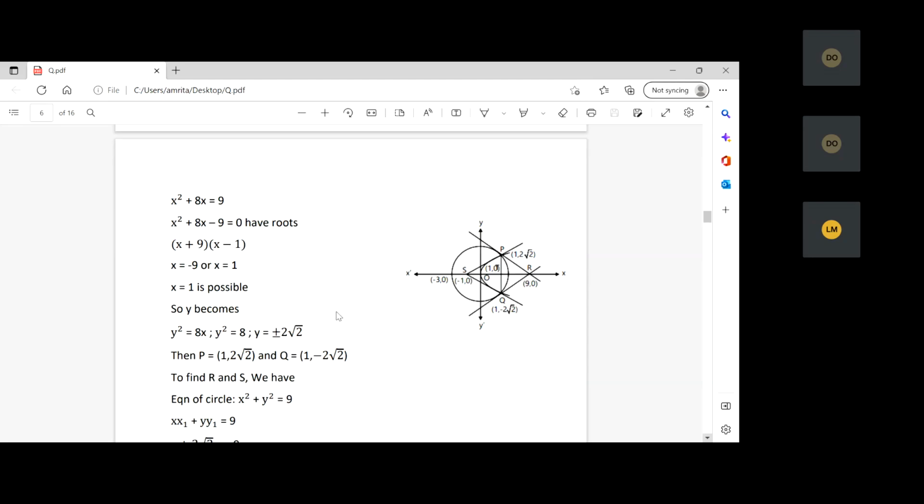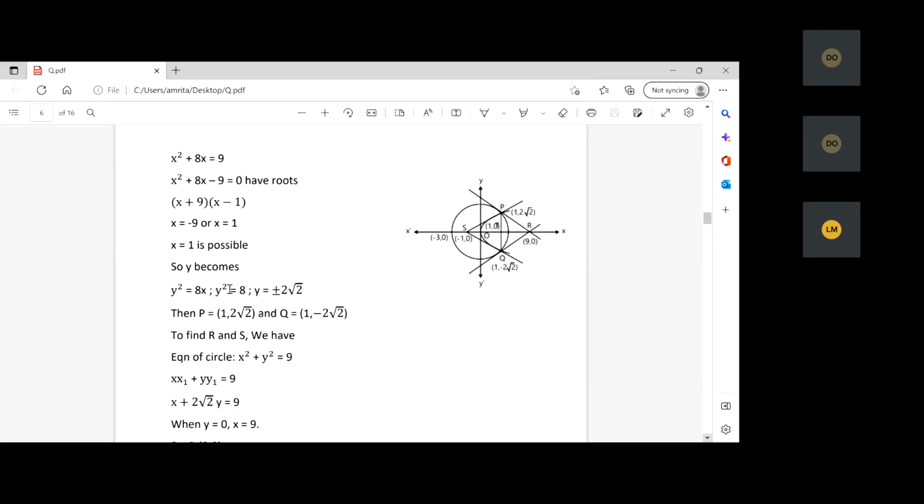So here you have the value of x, right? You have just substituted it and found the value of x. Now what do you need to find out? You need to find the value of y. So y² is equal to 8x, and x is 1. We already found that, right? So here y² equals 8. So what's the value of y? It will be plus or minus 2 root 2.